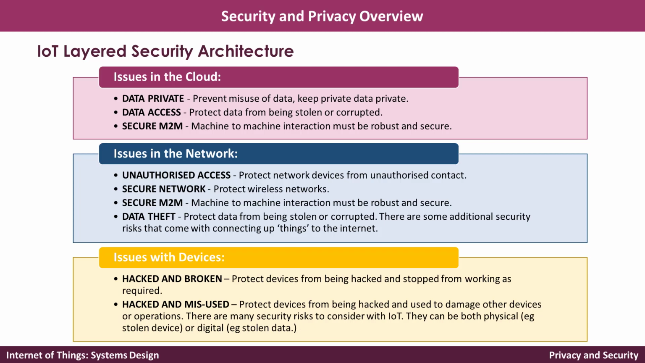Then in the network layer, we need to protect network devices from unauthorized contact. We need to secure the network and protect the wireless network. We also need to think about securing machine-to-machine interaction. Here we are talking about machines using local networks without cloud communication. Then you need to think about data theft, protecting data from being stolen or corrupted, and any additional security risk when connecting things to the internet. So will anyone intercept the data in the middle of the network?